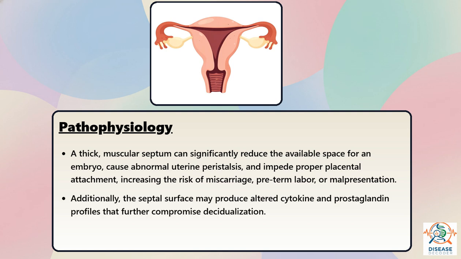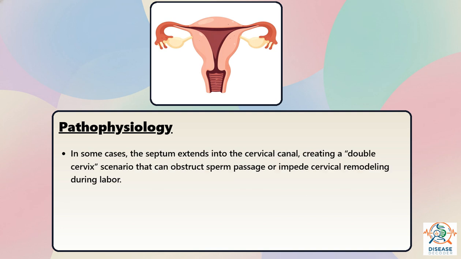Additionally, the septal surface may produce altered cytokine and prostaglandin profiles that further compromise decidualization. In some cases, the septum extends into the cervical canal, creating a double cervix scenario that can obstruct sperm passage or impede cervical remodeling during labor.